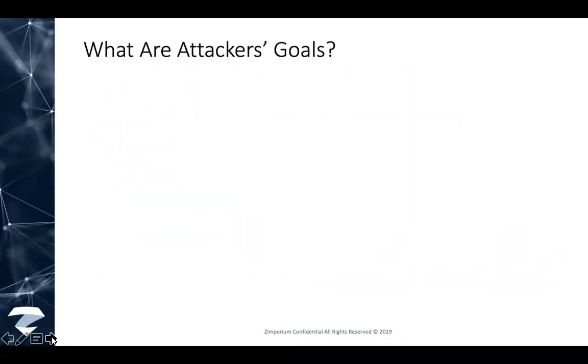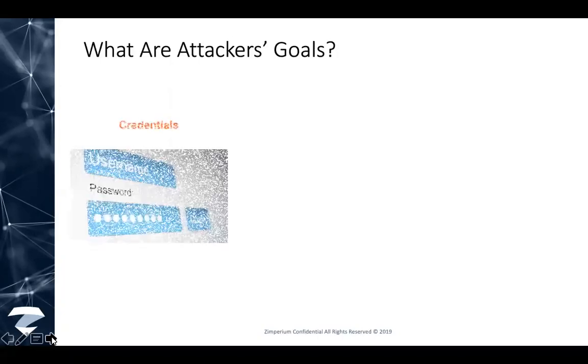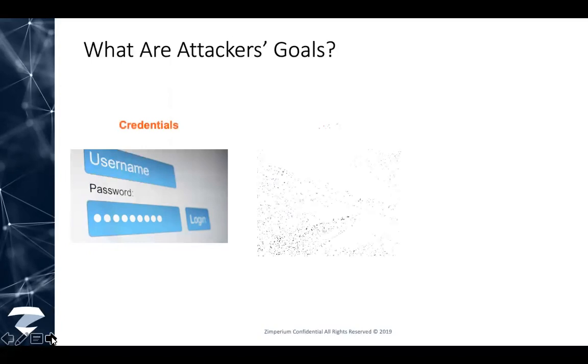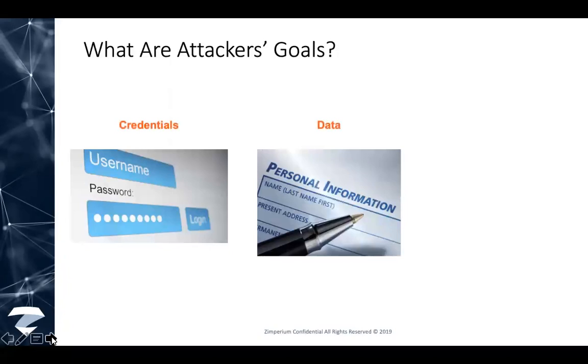So what are the hackers' goals? Pretty straightforward. Same on mobile as in a lot of other places. We want credentials. If we can steal your credentials, we can actually access other things that might be the place where the PII data is hanging out. We obviously want the data. That's the whole thing of a breach. We're after the data itself.